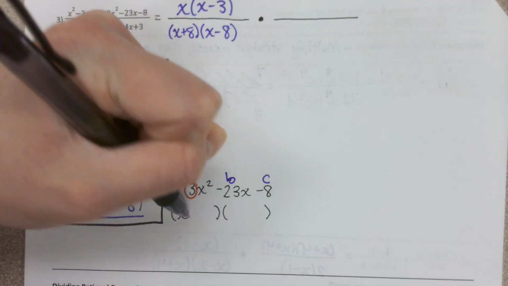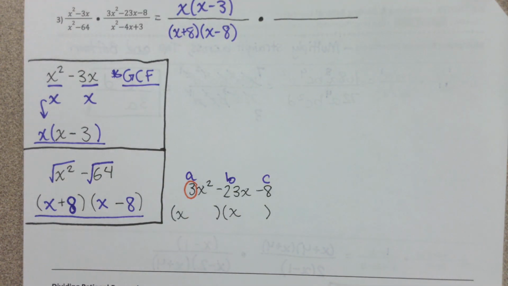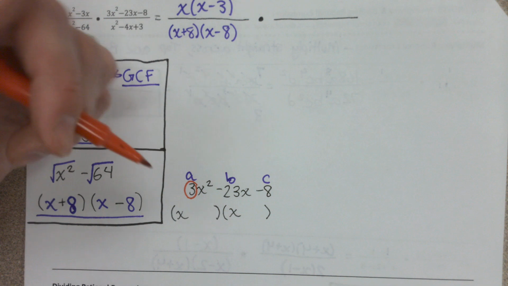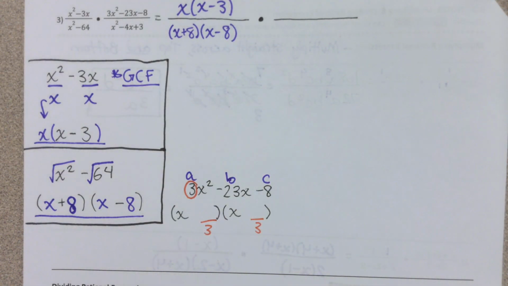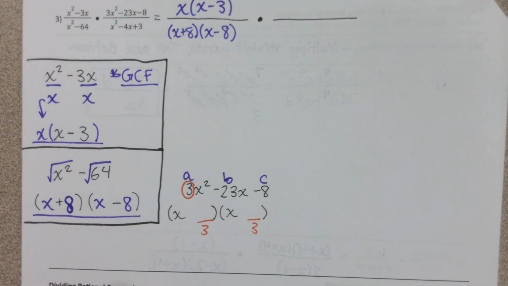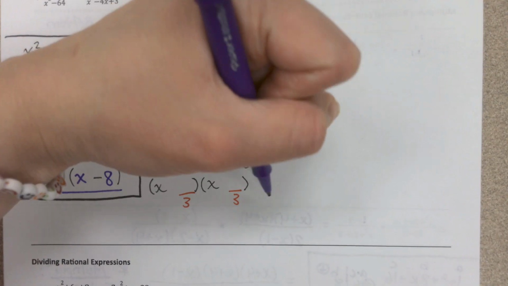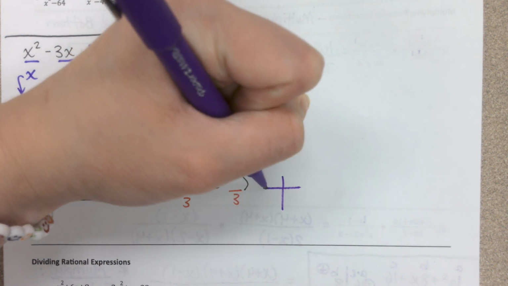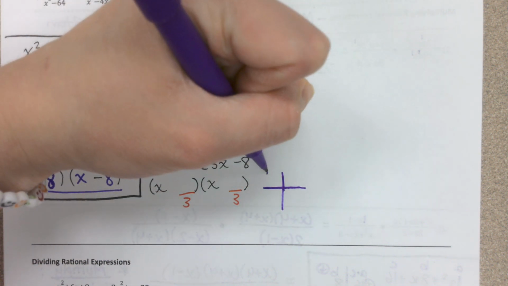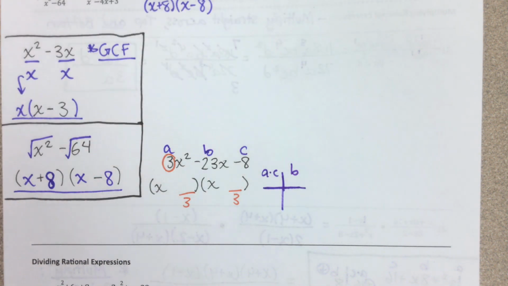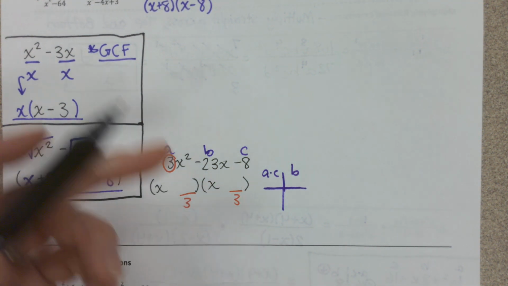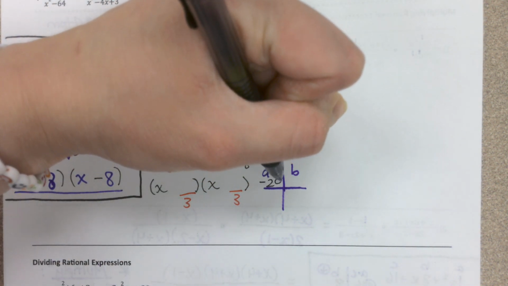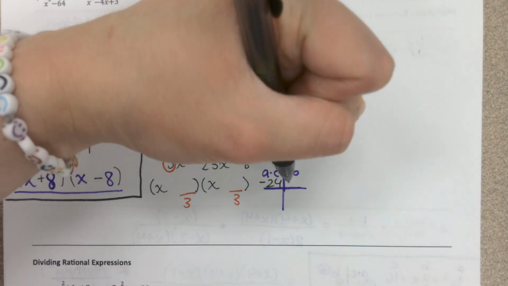So we'll have x's in the front. And then when we figure out what these two numbers are, we'll have to divide them by that a, divided by 3. I'll get to that in a moment. Let's figure out what the factors are. ACB charts, A times C on the left, B on the right. A times C, 3 times negative 8 is negative 24, and B is negative 23.